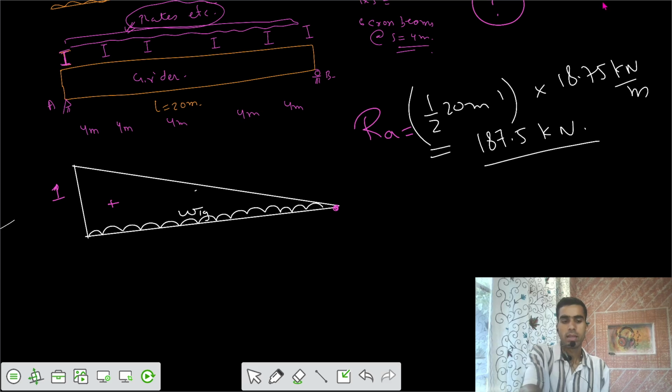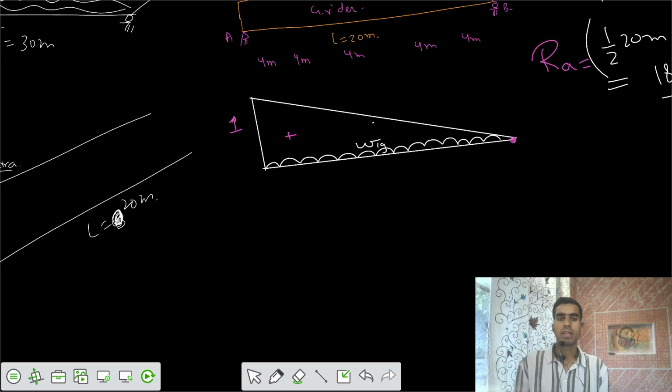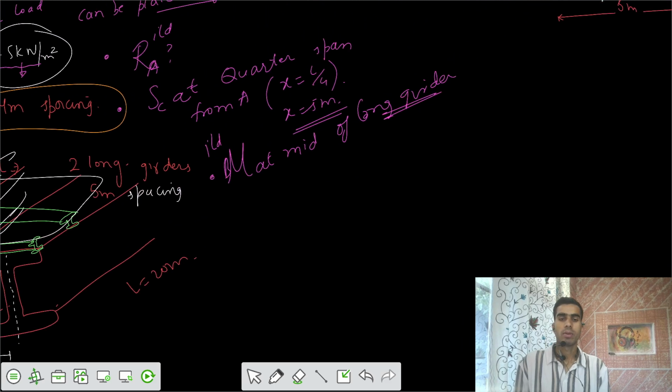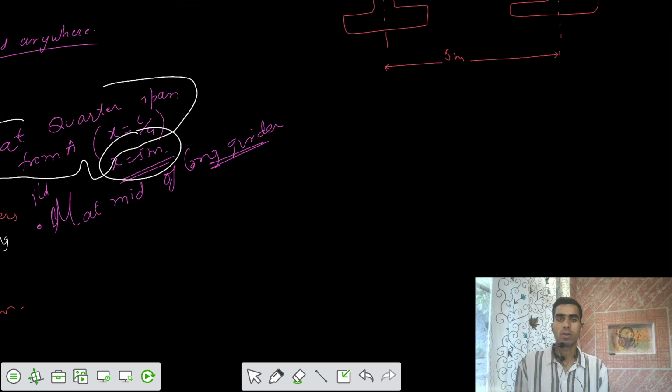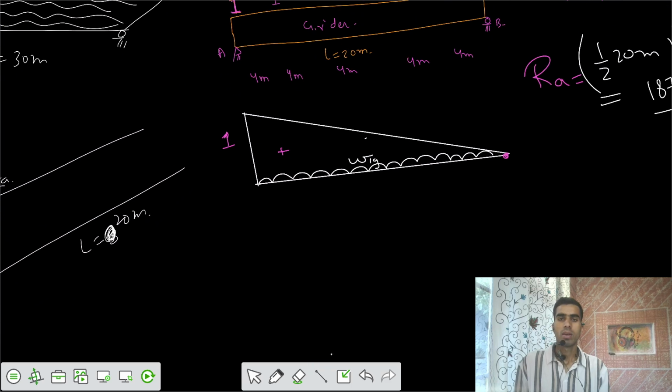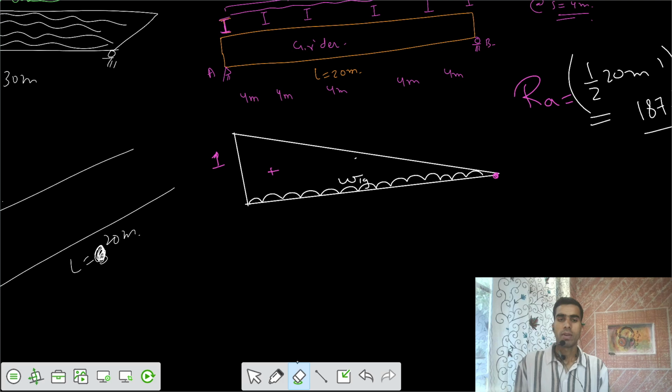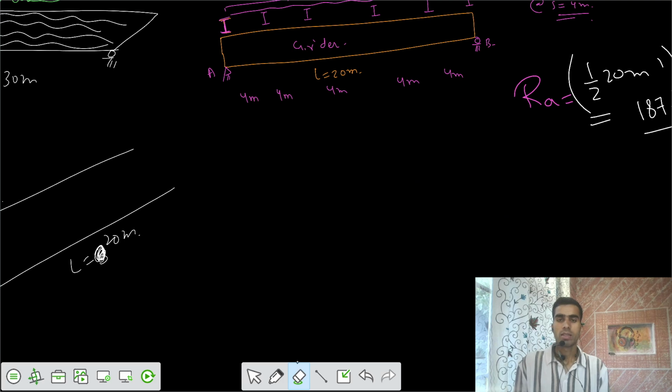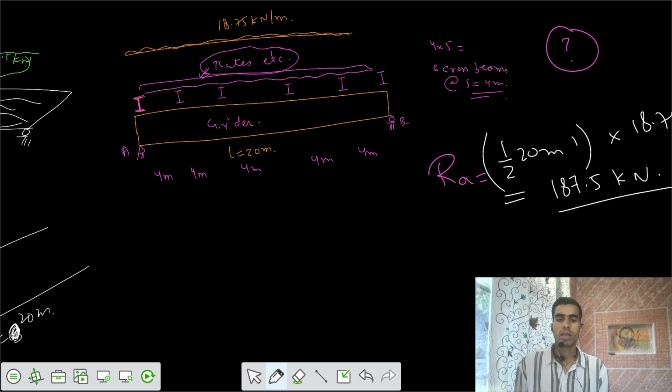Now I had to get the shear force only for shear force at quarter span. The second part of the problem is that I had to get the shear force at quarter span, that's at x equals 5 meter. Now if I take this beam, this girder, I would say this is a simply supported beam. You can say your girder is a simply supported beam with a length of 20 meter.